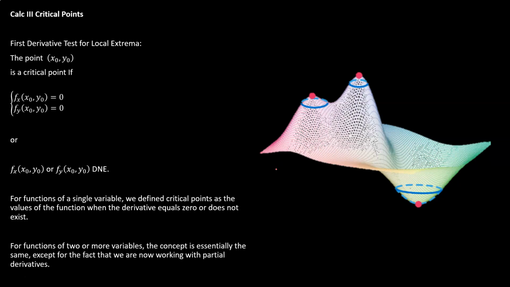Now this is slightly different than from Calc 1 because we're not looking for an interval within which the function is always larger than its surroundings or less than its surroundings. Now instead of an interval, we are looking at a disk. So we've got the disks drawn out here on our surface, and we're saying that within that disk, this red dot looks like a maximum. So it's not an absolute, it's just relative to the disk that you find.